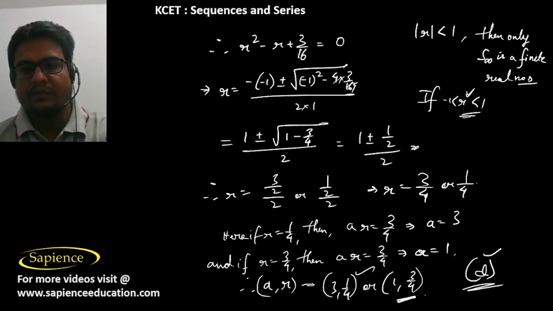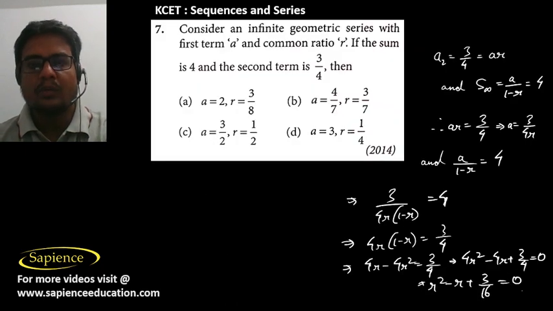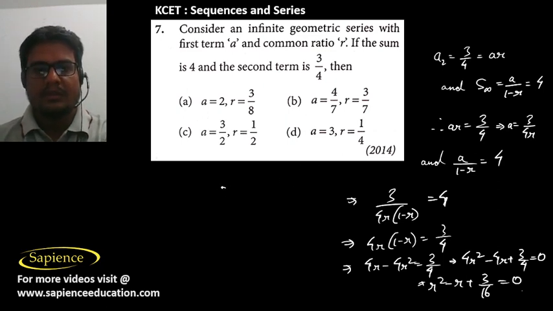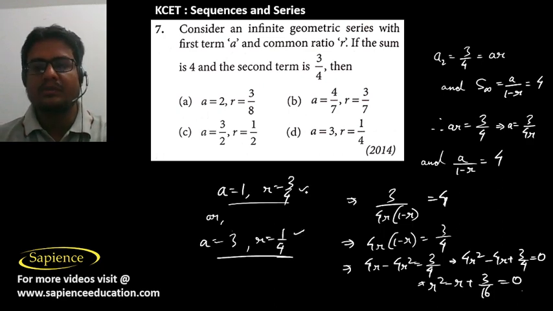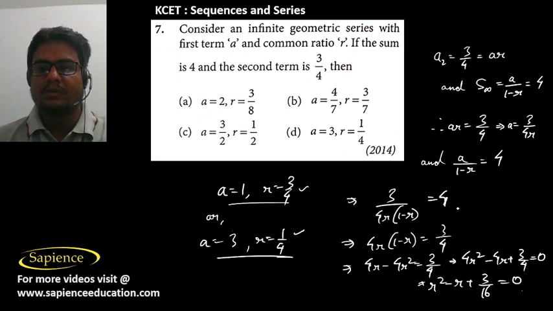And if A is equal to 1 and R equal to 3 by 4 also would have been one of the options, then that option also would have been correct. So here I can have A equal to 1 and R equal to 3 by 4, or I can have A equal to 3 and R equal to 1 by 4. Both sets of solutions can be included.